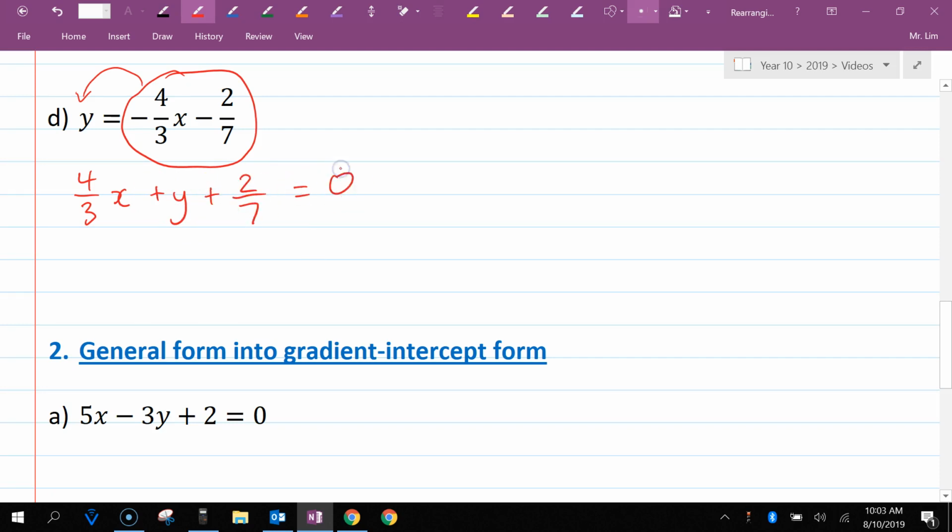Now you'll notice that there are two fractions here. I need to get rid of both of them. So what I like to do is multiply everything through twice. So I'll get rid of the 3 first.